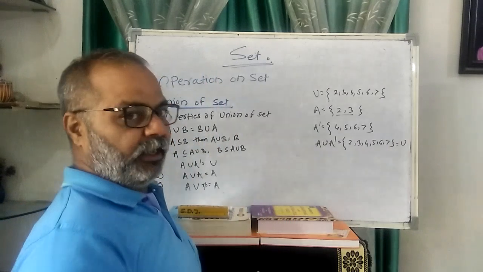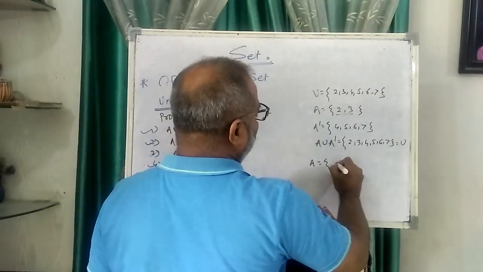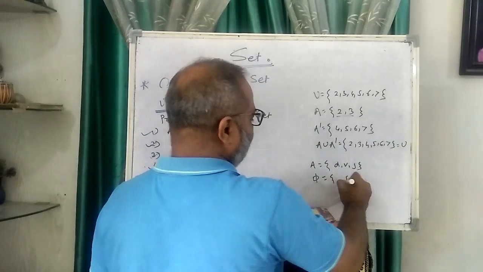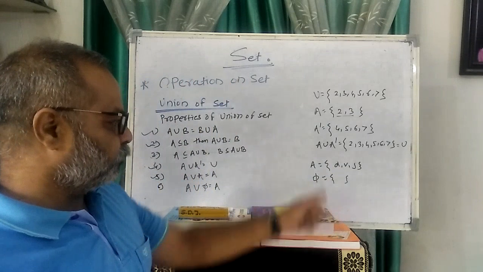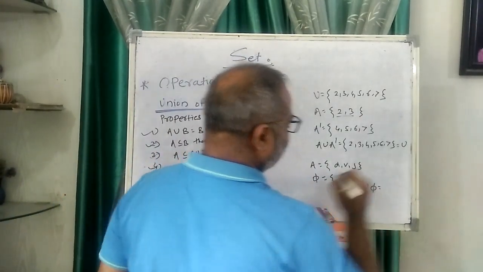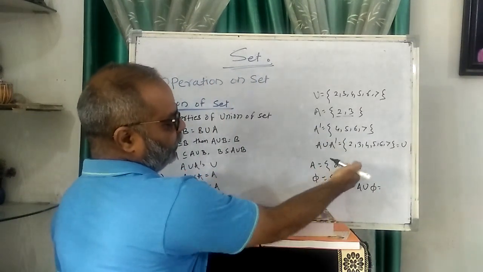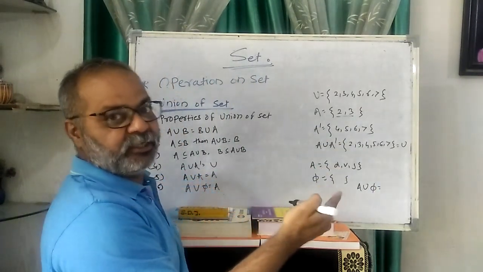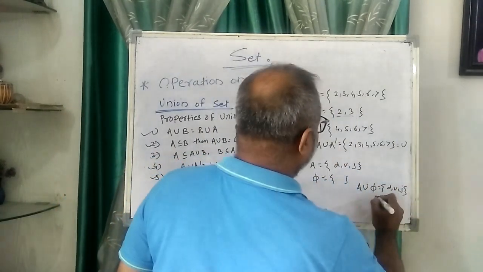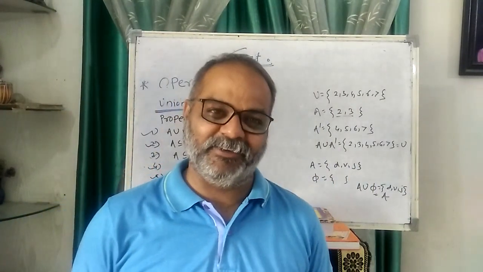And next is A union phi. I just write A is equal to {1, 2}, and phi has no element present. So what is A union phi? The elements of A, and the elements of phi, no element is present in phi. So the union is {1, 2}, which is A. So A union phi is A.